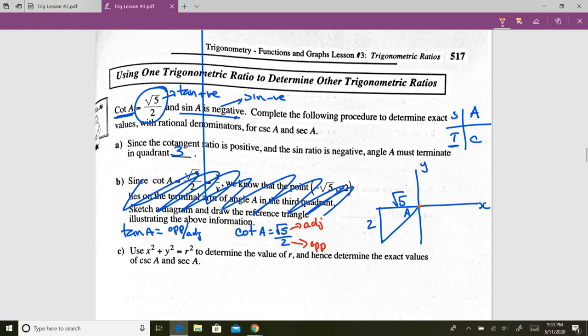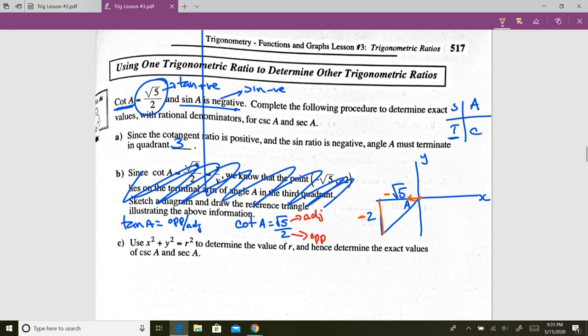Look at where we are on the grid. Here's 0. If I go this way, that means x has to be negative. So that's actually negative root 5. And since we went down, this has to be negative root 2. Okay, so just watch that. Just look to see if you need to make them negative or positive.